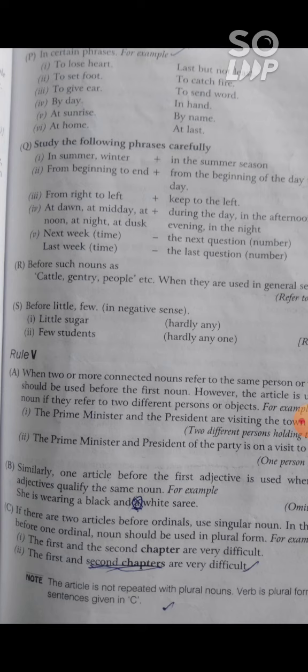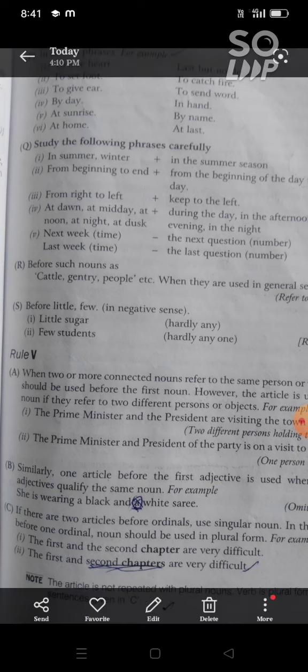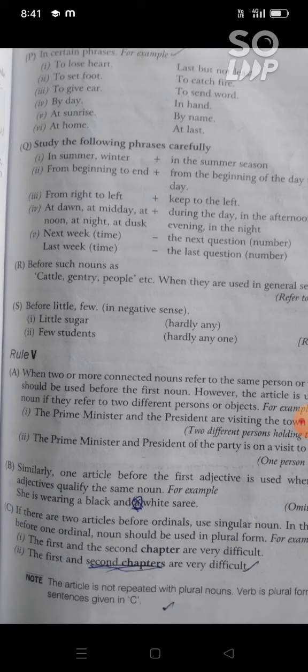In summer, in winter, we never use any article. But in the summer season, when we use it in a sentence, we definitely use the article. From beginning to end, we never use any articles. But from the beginning of the day to the end of the day, we use the article. From right to left, we never use it. But keep to the left, we use it.